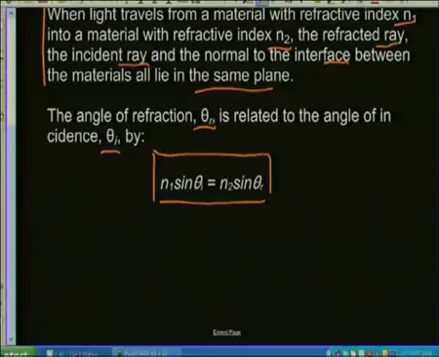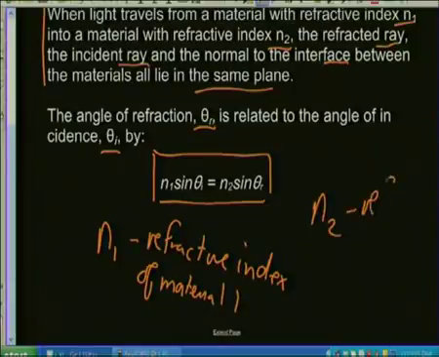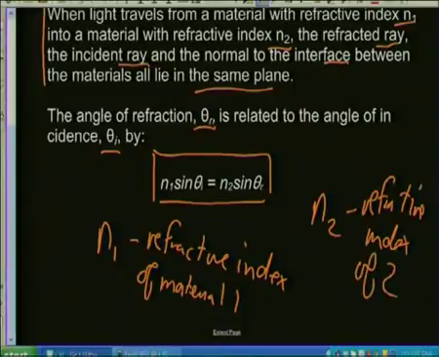And it's not a difficult equation. It simply says N1, and remember N1 is the refractive index of material 1, and N2 is the refractive index of material 2. Now we're going to be able to have a relationship between the refractive indices and the angle of incidence and the angle of refraction.